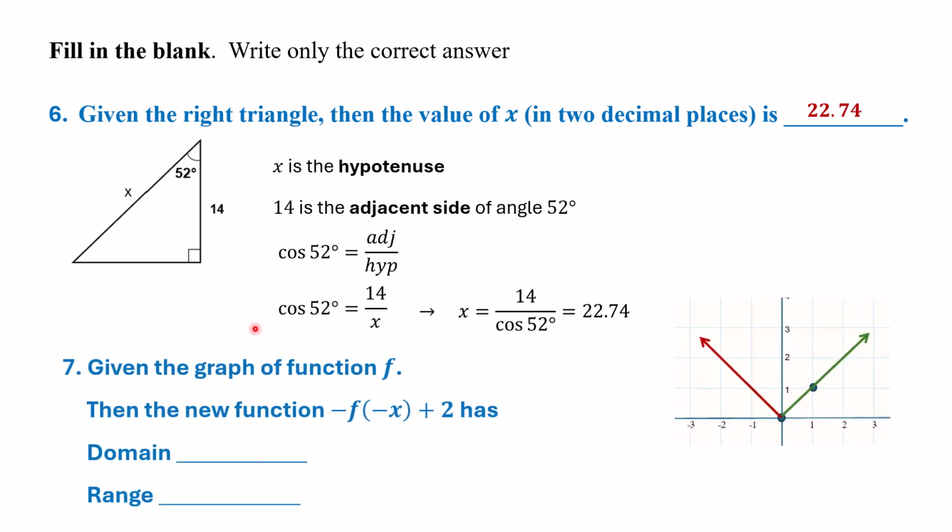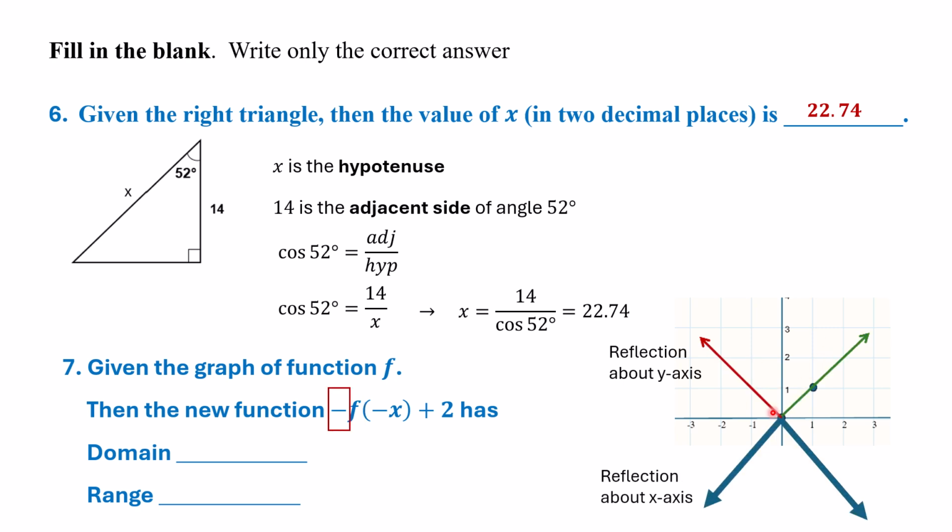Then for the next question, given the graph of the function on the right side, the new function negative f of negative x plus 2 has what domain and range. So in this given function, let us apply this transformation. Let's start with the negative in x. When you say negative in x, the reflection is about the y-axis, and when you reflect this absolute value graph, it will be the same. So it will be the same graph.